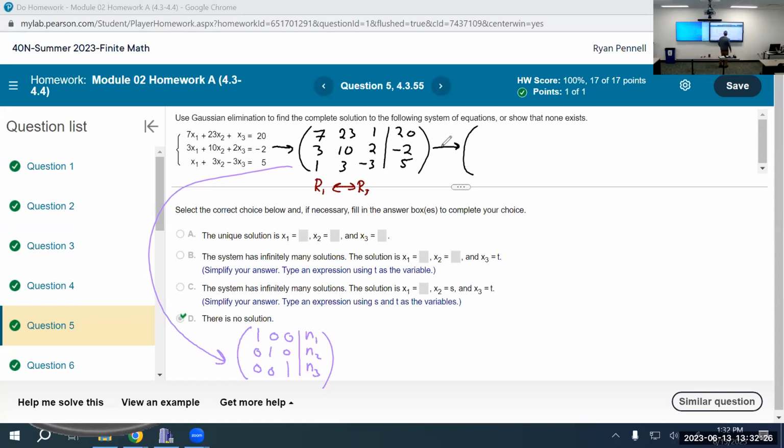All right, so this step, I'm just exchanging. 1, 3, -3, 5, and that's 7, 3, 1, 2, and that's 3, 10, 2, -2. Did I exchange those right? 1, 3, -3, 5, 7, 23, 1, 20. Middle row should not change. Okay. I think I did it. All right. The next step, we want to get rid of that 3 and get rid of that 7. Turn those into zeros.